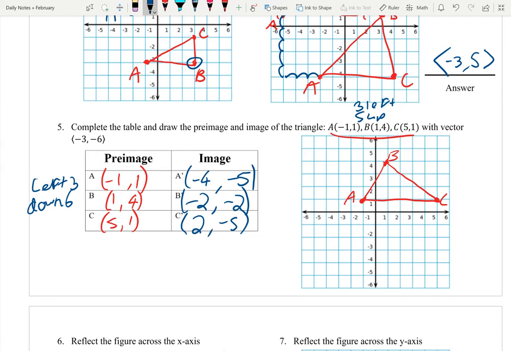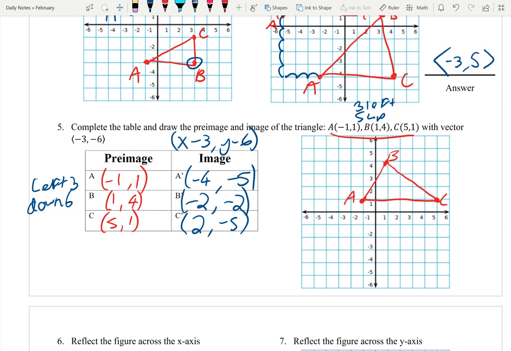So these are the points of our image, A prime, B prime, C prime. Again, what we essentially just did was we took our x values and subtracted 3, and we took our y values and subtracted 6, y minus 6. So all these x values, we subtracted 3 from them and got those. And all the y values here, we subtracted 6 from them and we got those.